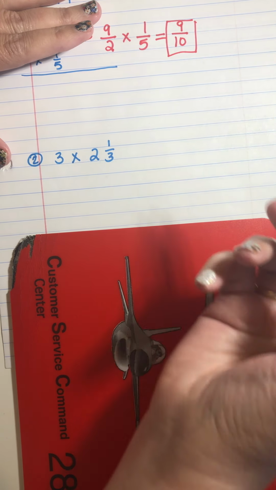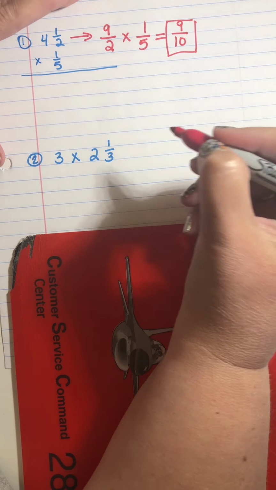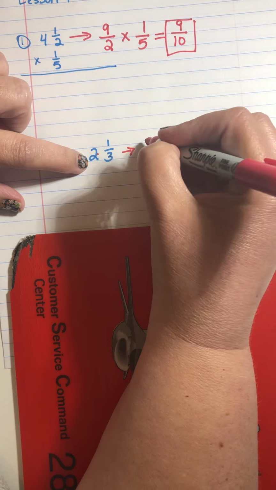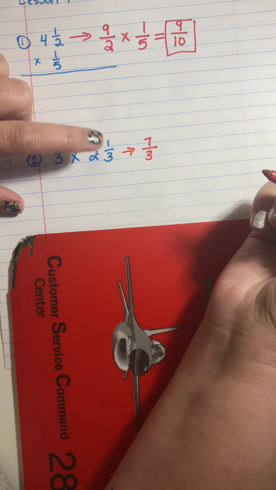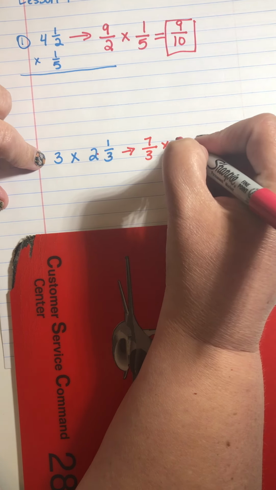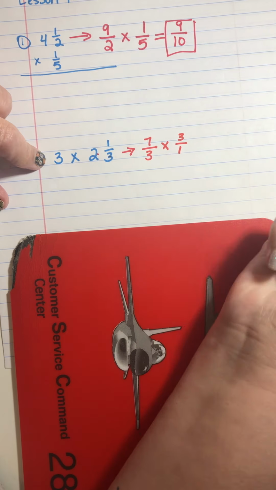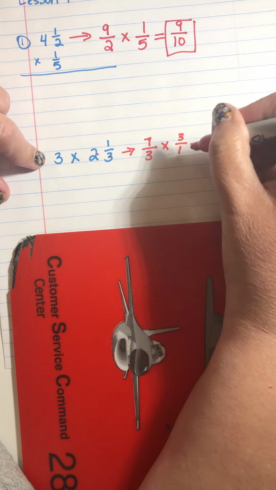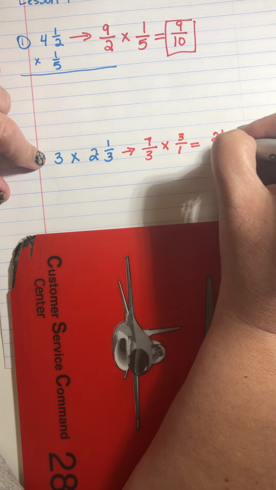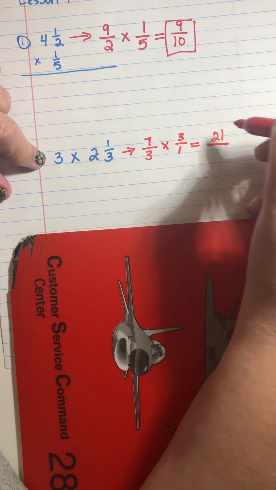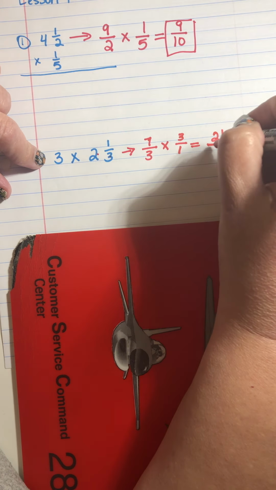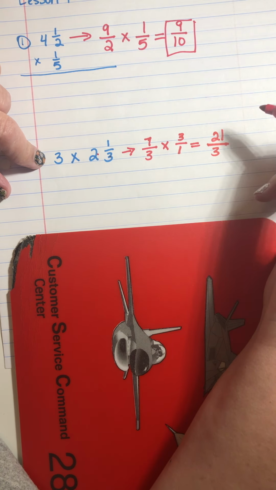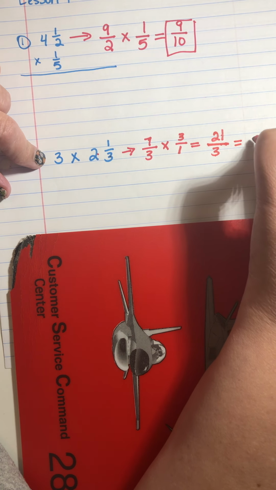All right. So 3 times 2 and 1/3. So let's change 2 and 1/3. 3 times 2 is 6 plus 1 is 7. And my denominator stays the same, 3. And I'm going to multiply that times 3, remembering that 3 is a whole number, and any whole number is technically over 1. So we can write it over 1. Okay, so 7 times 3 is 21. That's my numerator. The fraction bar does mean divided by, but that's not what I'm doing right now. 3 times 1 is 3. So now I look at it as a division problem, 21 divided by 3, which I know is 7.